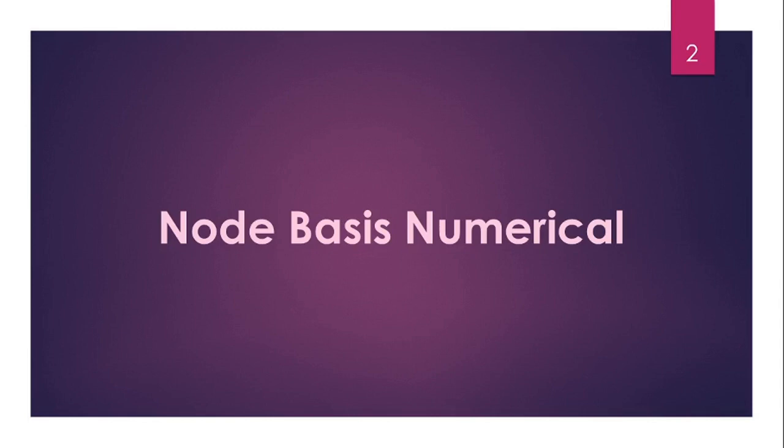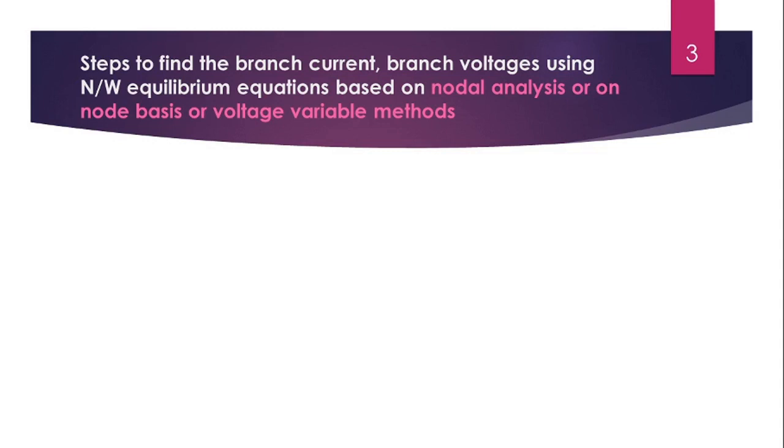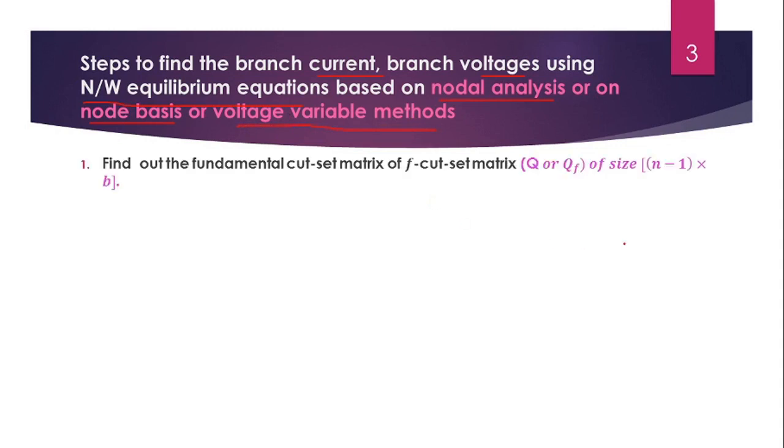As in the loop basis numerical, we have seen there are certain steps that we have to follow to get a solution. In the same way, here we have to follow some steps to find branch currents and branch voltages using network equilibrium equations based on nodal analysis, or node basis, or voltage variable methods. Here the unknowns are the node voltages, or twig voltages.